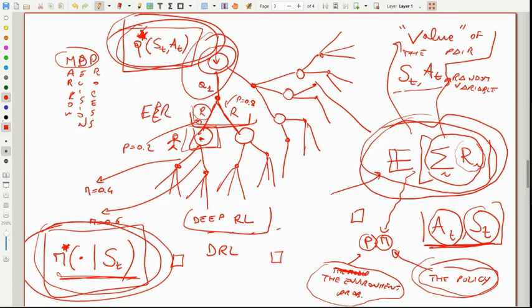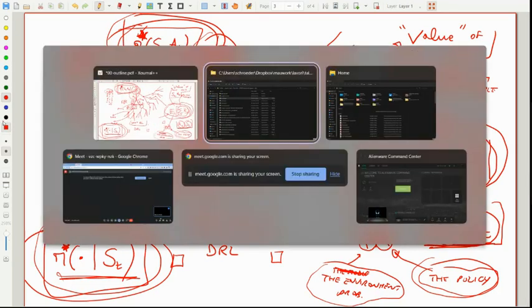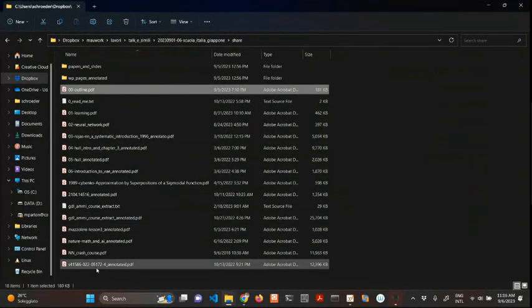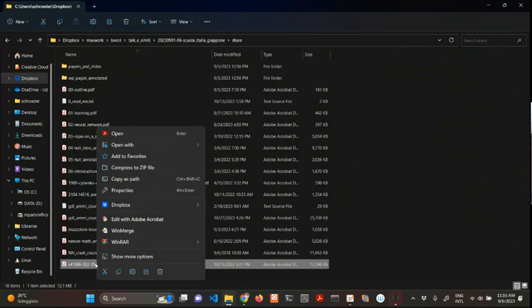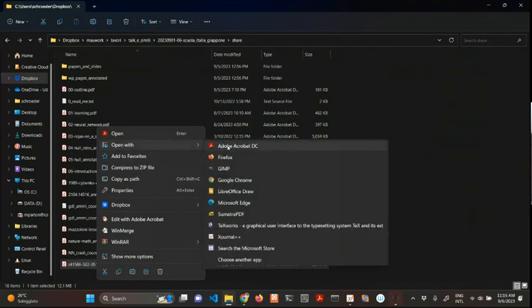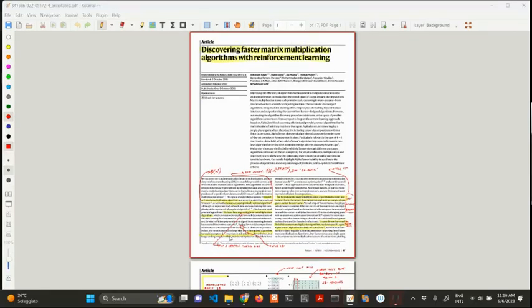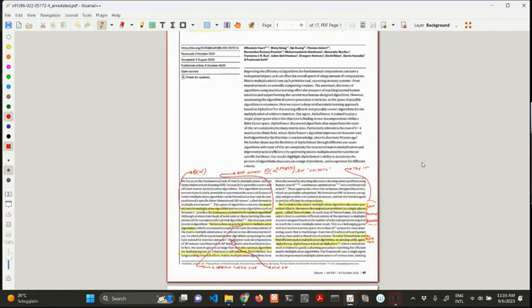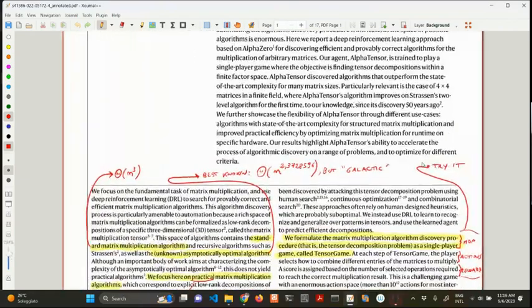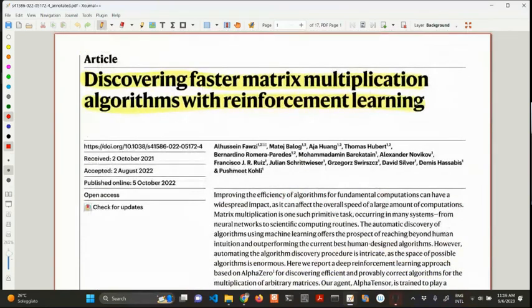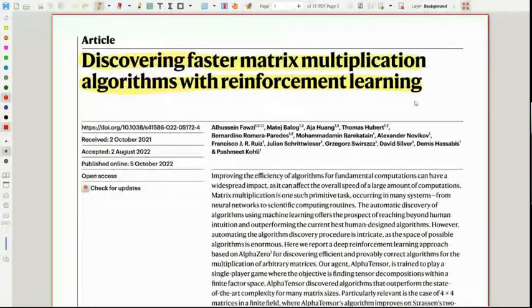Now, let's try to see a real case. I will start with what I consider the most interesting. This is a recent paper, a little bit less than 1 year since it was published in Nature.